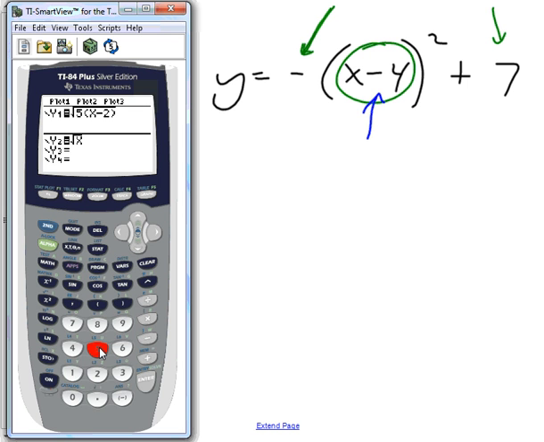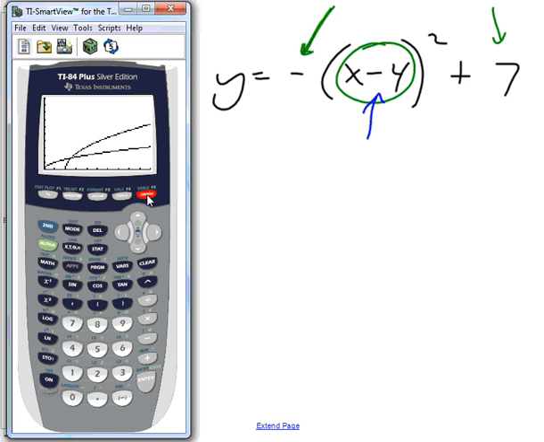Remember how I can't trust the stuff on the inside? It'll make it what? 5 times narrower. That's another good way to say it. Or 1/5 as wide, if you're trying to say it that way. All right, hit graph. It moved over, and it made it narrower. What does that really mean?